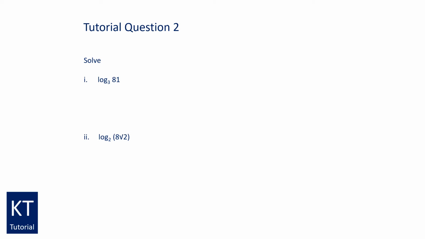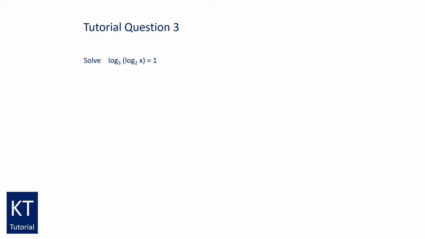Tutorial question 2. Solve the following. For number 1, 81 can be converted to 3 to the power of 4, and by the rules of log, this is the product of 4 and log 3 with the base 3. With log 3 to the base 3 being equal to 1, this can be further simplified to just 4. For number 2, 8 root 2 is equal to 2 to the power of 7 over 2, enabling the log to simplify to just 7 over 2 or 3.5.